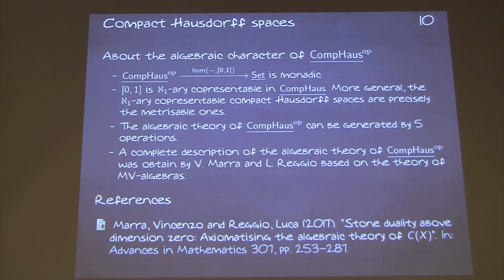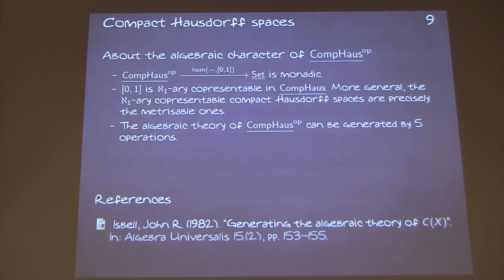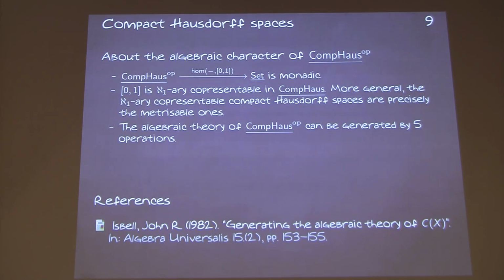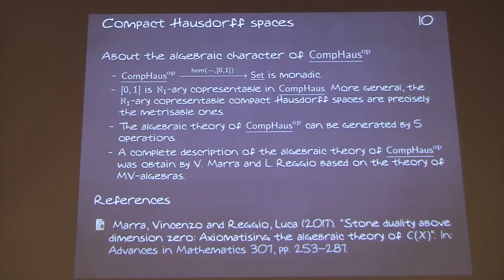This was at least described regarding the operations by Isbell in 1982, who described the algebraic theory of the dual of compact Hausdorff spaces and showed that it can be generated by 5 operations. 4 of them are finitary, and 1 is countably infinitary. He doesn't say anything about the equations which characterize this theory, and this was, somewhat surprisingly, only recently described in a paper of Vincenzo Marra and Luca Reggio. They described the algebraic theory of the dual of compact Hausdorff spaces also by a finite axiomatization.